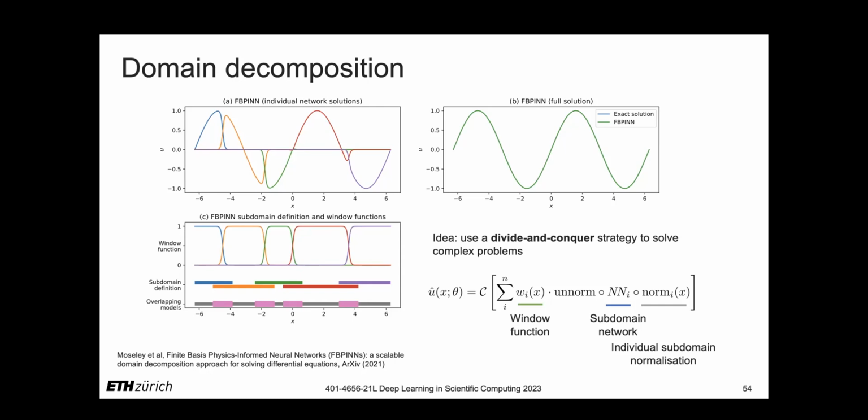There are other ways to do domain decomposition with PINNs. Another popular method is called XPINNs. They actually don't have overlapping subdomains, and instead they have additional loss terms which communicate the solutions at the interfaces. So it's a more complicated loss function, but a different way.